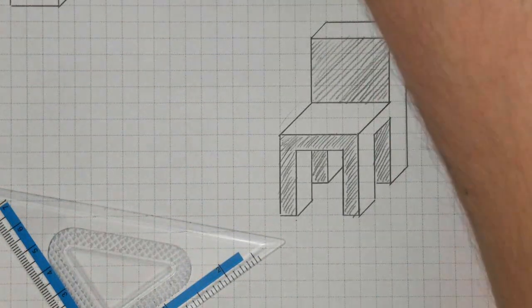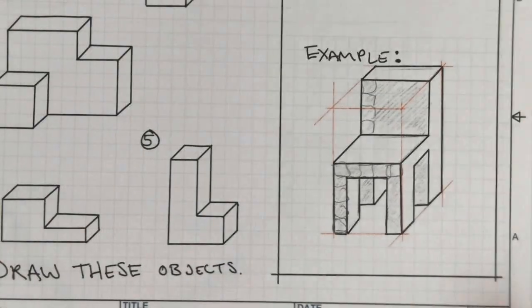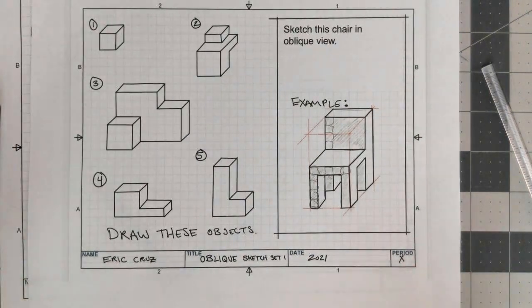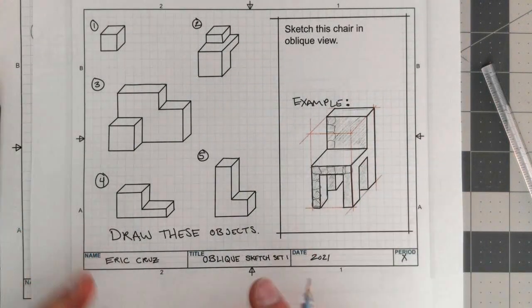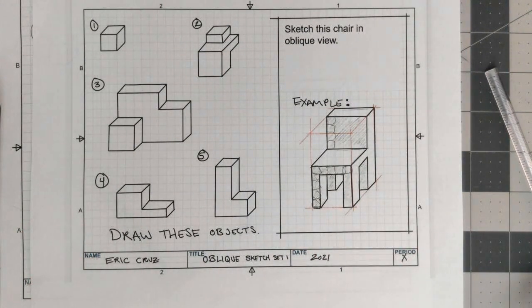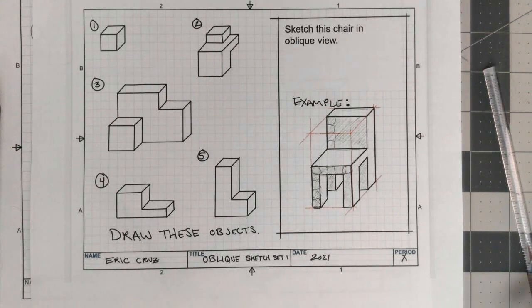Okay. So once again, you're practicing your oblique sketching. What I want to see is all the objects on one sheet of paper, just like one sheet of graph paper, just like you see here. Okay, and of course, ask me questions if you get stuck on anything.